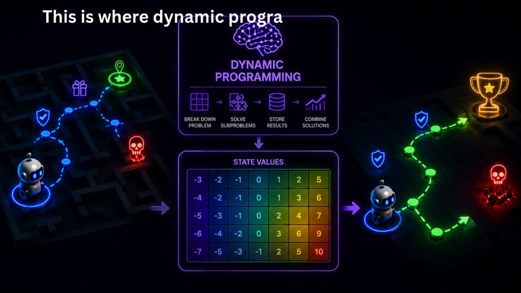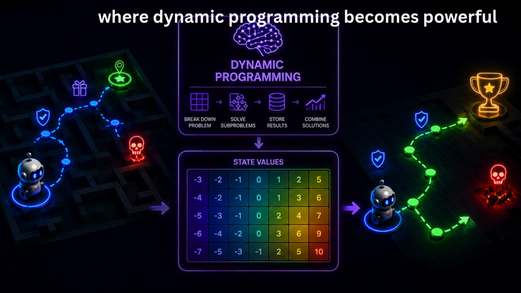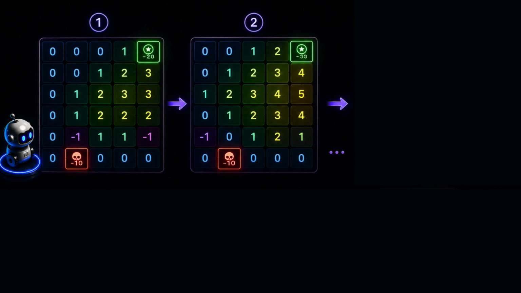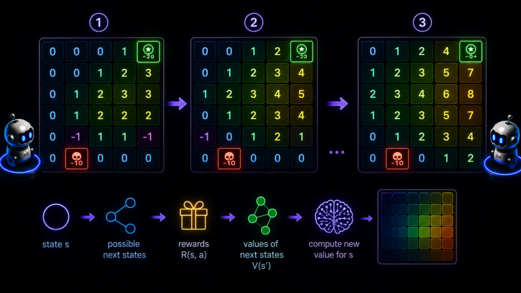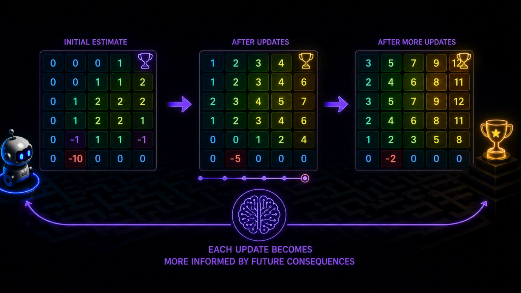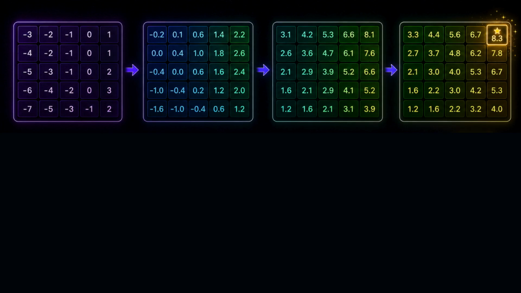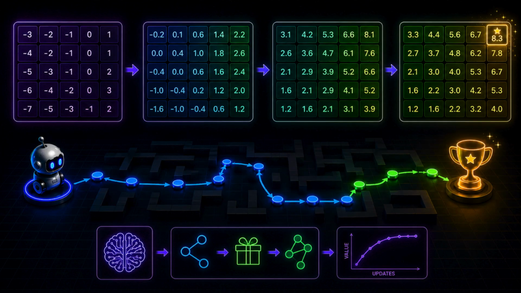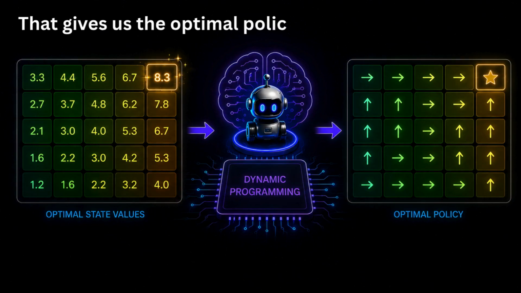And this is where dynamic programming becomes powerful. Start with an estimate of each state's value. Then repeatedly update those estimates, using rewards and the values of the states that can come next. Each update becomes more informed by future consequences. Eventually, the values converge. And once we know the optimal values, we can choose the action that leads to the best expected outcome. That gives us the optimal policy.